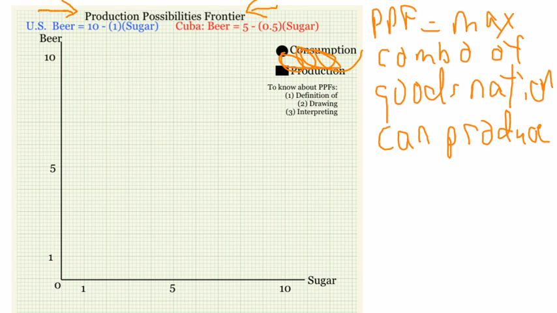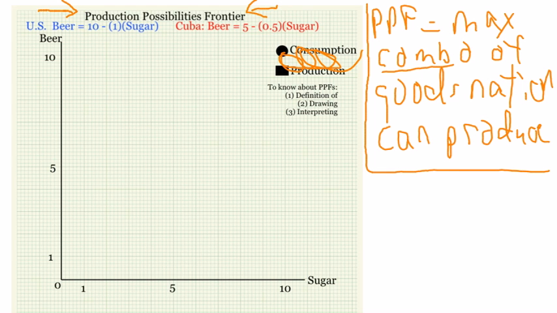A quick definition of what the PPF is: it is a frontier, production possibilities frontier, so possibilities you can produce, the frontier meaning the maximum combination of goods a nation can produce. And that probably doesn't mean much. It's much easier to see in an example.